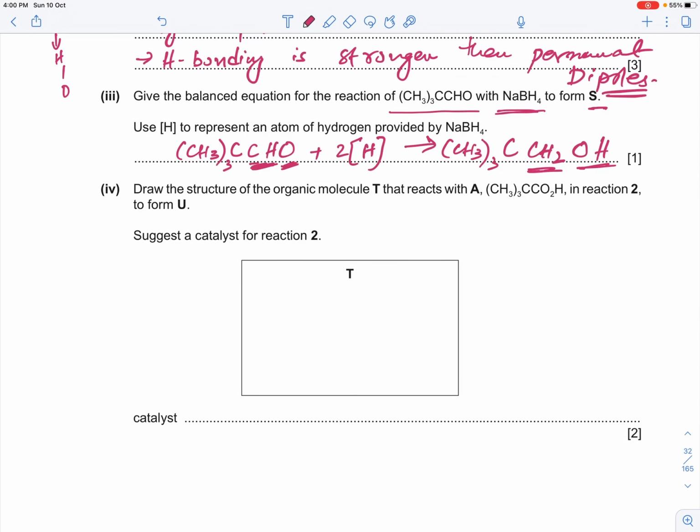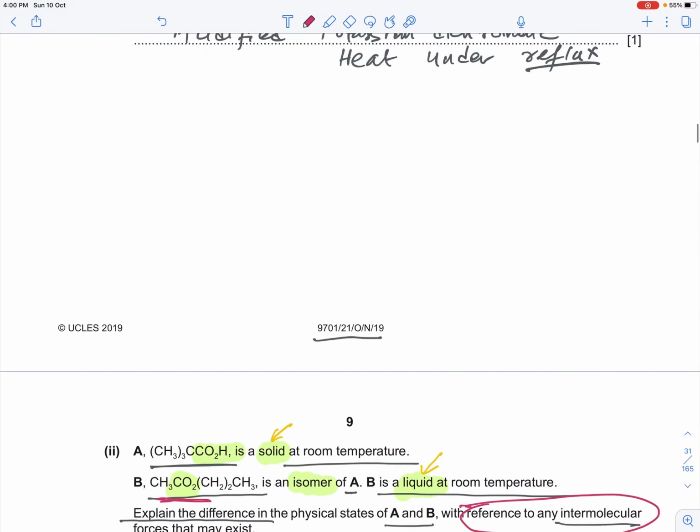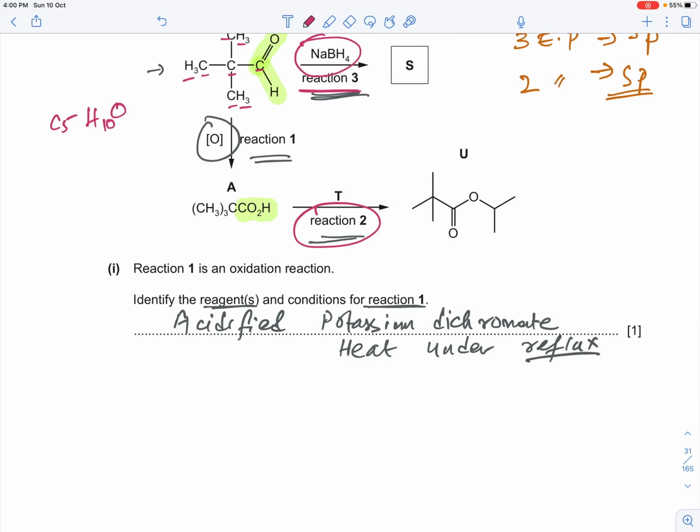All right, so the next part is draw the structure of the organic molecule T that reacts with A in reaction 2 to form U. So reaction 2 is this reaction. Compound A is converting into U, and we have to find out the structure of T that will react with A to form compound U. So if you look at these two structures, compound U has this ester link present, right? And that means A is a carboxylic acid, so T would be some alcohol. T is an alcohol that is reacting with A to form ester.